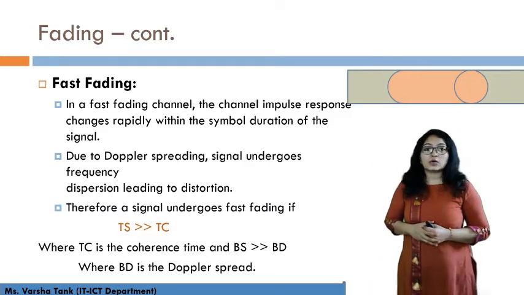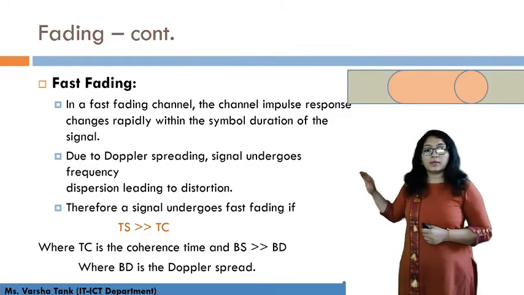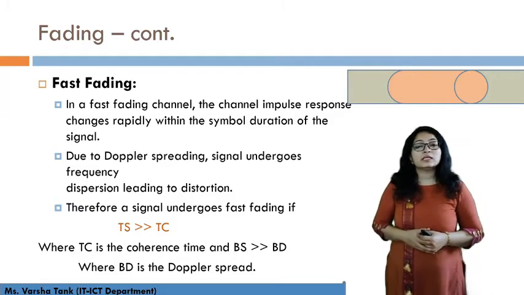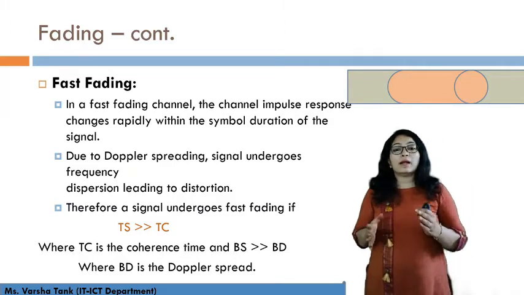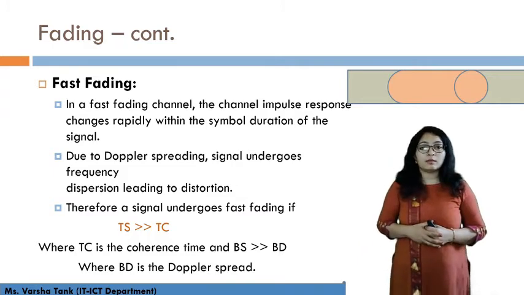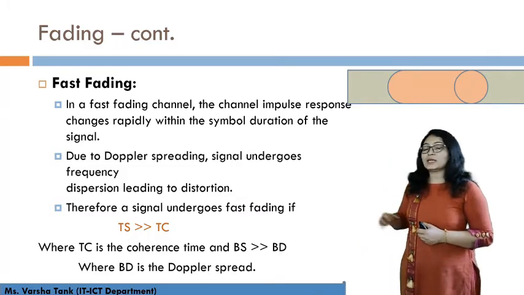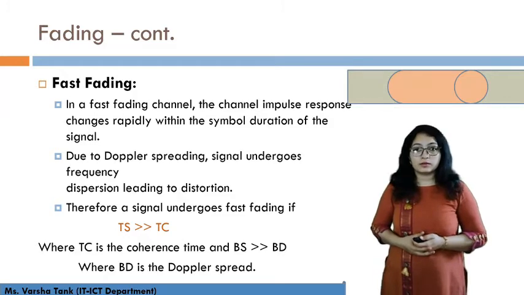Where TC is the coherence time, and BS is greater than BD, where BD is the Doppler spread. That means the bandwidth of the signal is greater than the bandwidth of the Doppler spread. So at that time, such type of fading can occur.